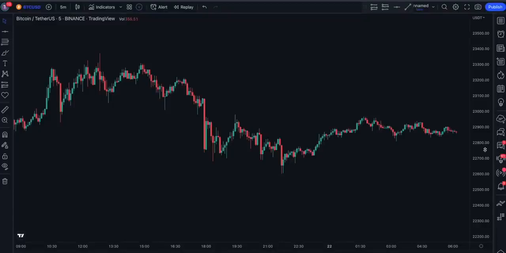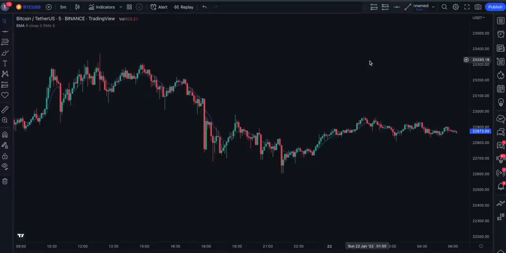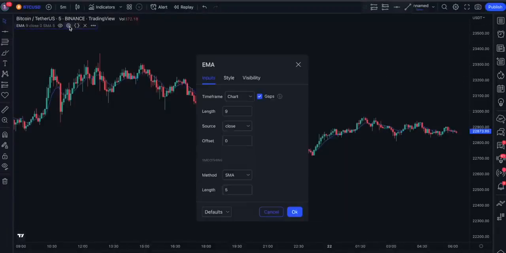As an example, we will use the Bitcoin price chart on a 5-minute time frame. The strategy includes two indicators. In order to add the first one, click on the Indicators tab and search for EMA. Pick this exponential moving average that you can see on the technicals. Open the settings and change the length to 200 as well as the color to grey.